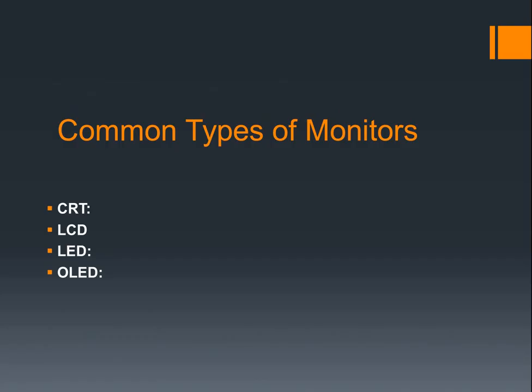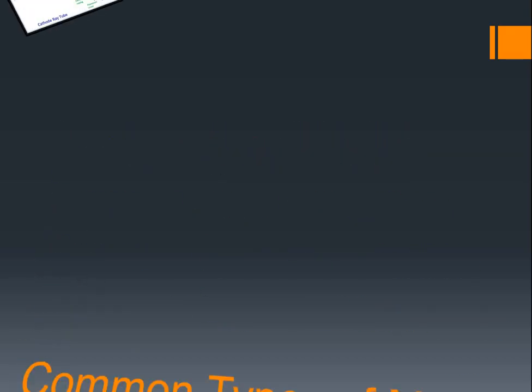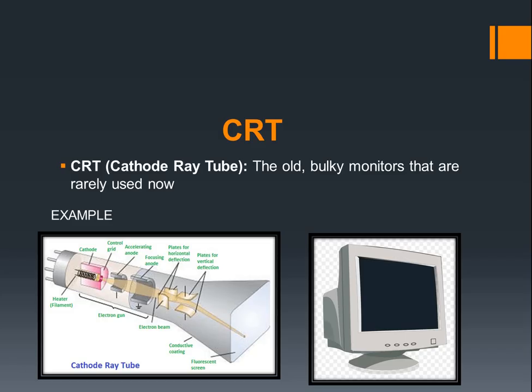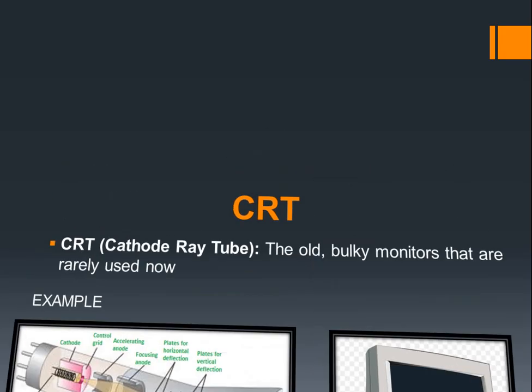Common types of monitors. CRT, LCD, LED, OLED. CRT, cathode ray tube, the old, bulky monitors that are rarely used now. Example of CRT monitor.